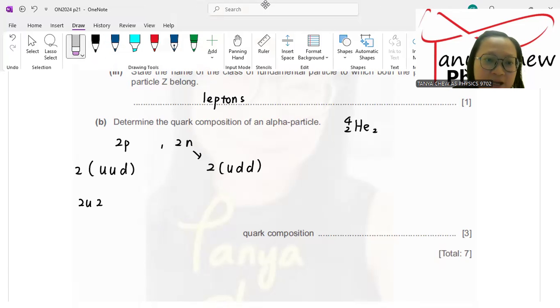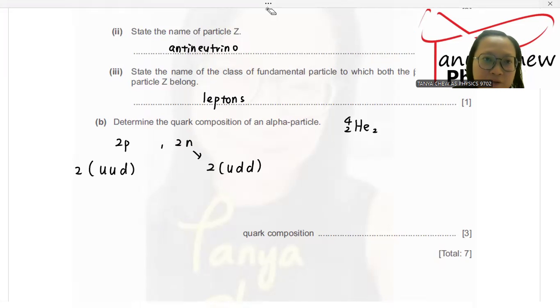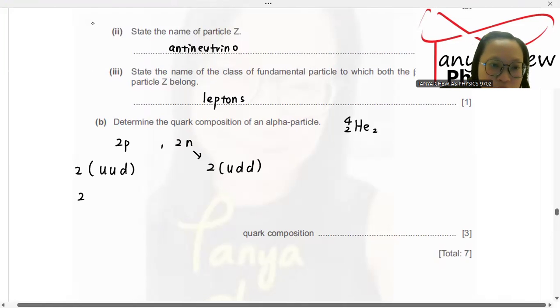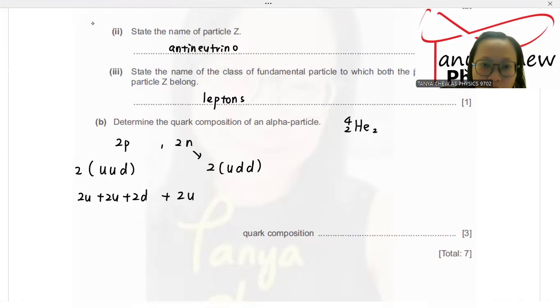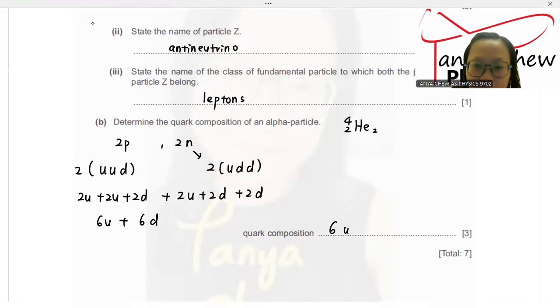You can add it. Okay, so you have 2 up plus 2 up plus 2 down, plus with a neutron, 2 up plus 2 down plus 2 down. So you end up with 2, 4, 6: 6 up and 6 down quarks. Quark composition will be 6 up quarks and 6 down quarks.